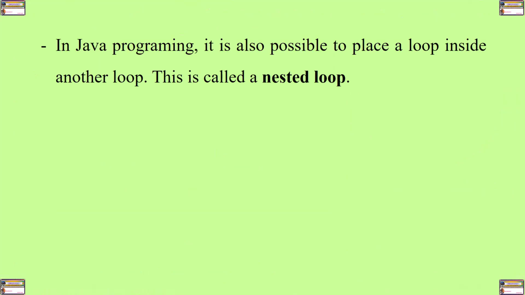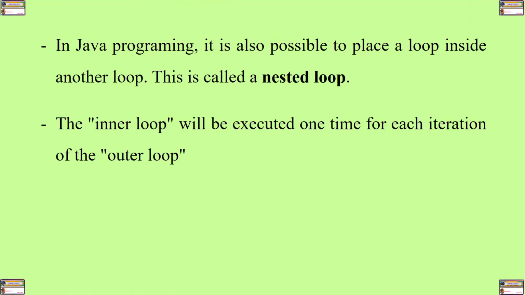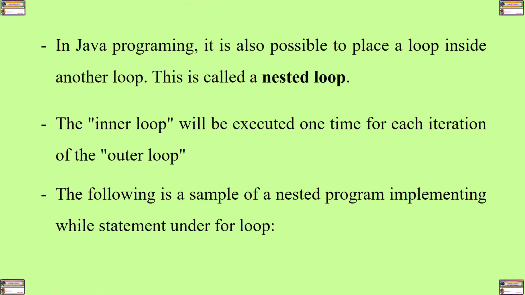When we speak about nested loops, what are we talking about? In Java programming, it is also possible to place a loop inside another loop. Placing a loop inside another loop is what we call a nested loop. The inner loop will be executed one time for each iteration of the outer loop. The following is an example of a nested program implementing a while statement and a for loop.